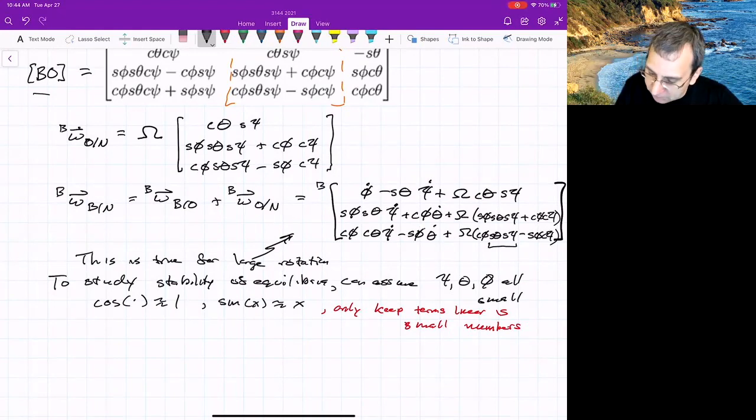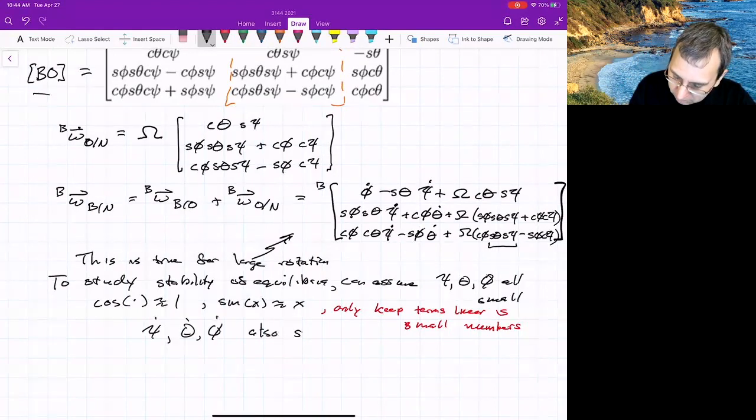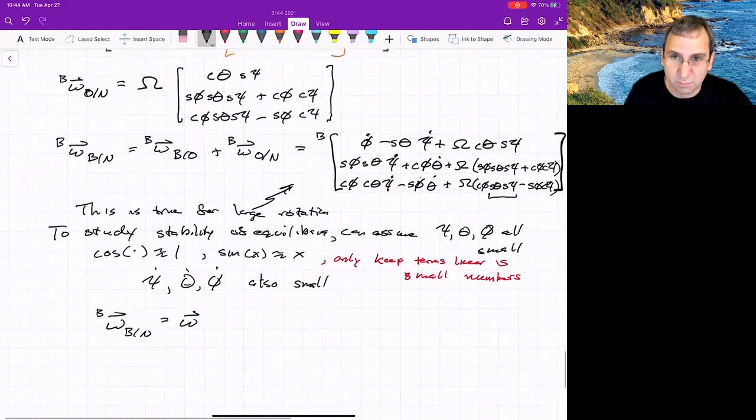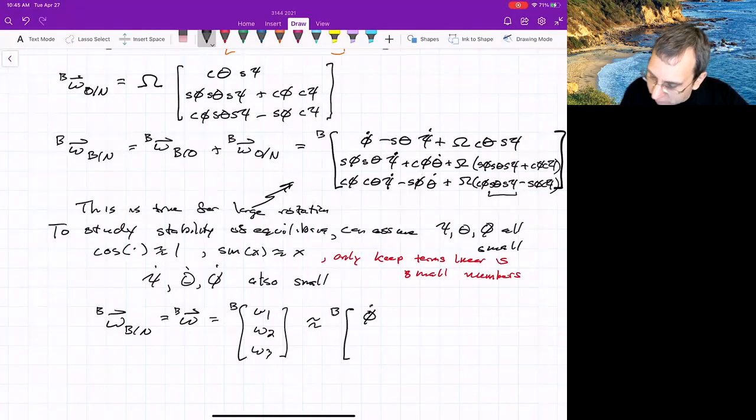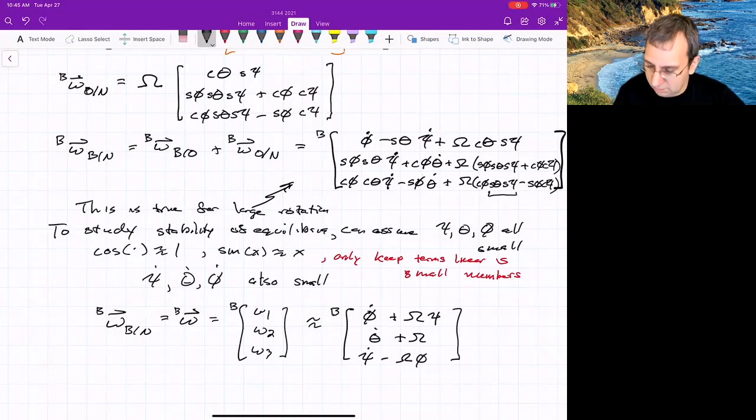We're also going to assume that the angular rates are small. So what we're left with will be omega B with respect to N, written in the B frame. From now on, we'll just call this omega because it's easy. It's omega 1, omega 2, omega 3. When we make this assumption that things are small, the only thing that survives is phi dot plus omega psi, and then we'll have theta dot plus omega, and then psi dot minus omega phi.